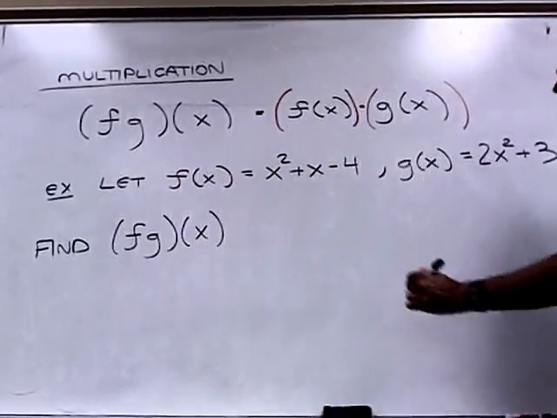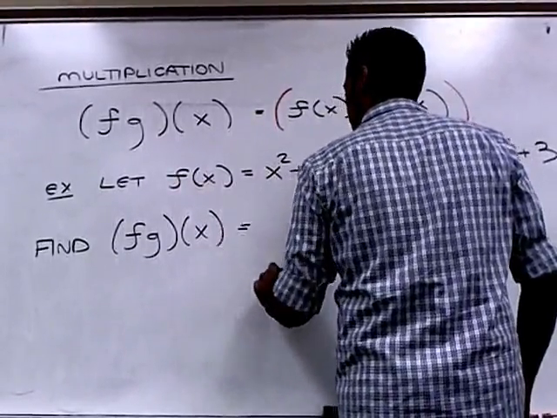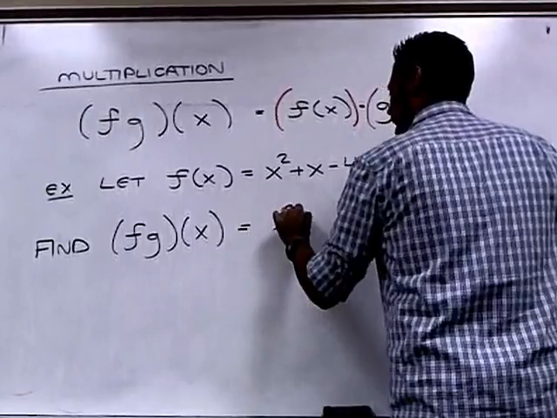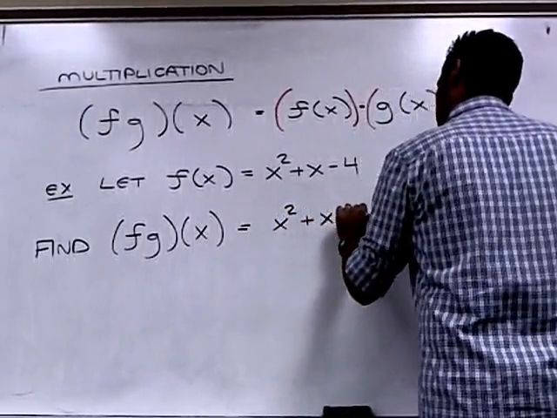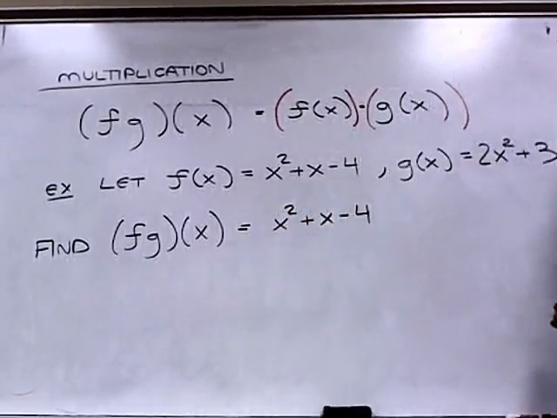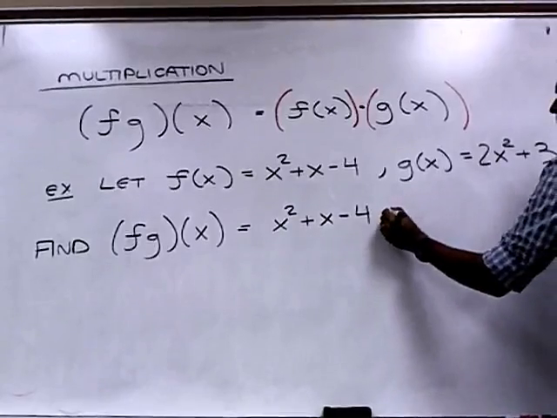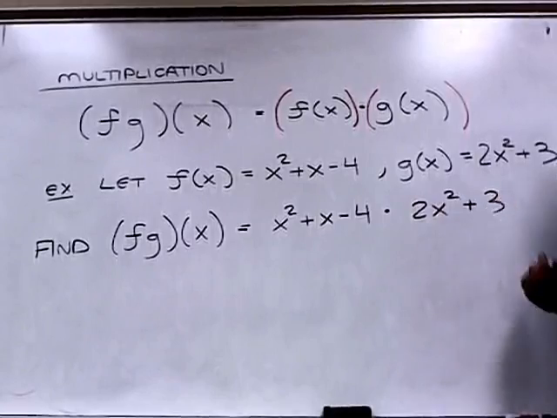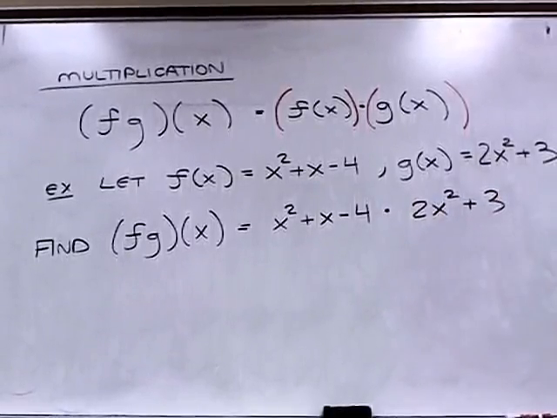So I'm supposed to take my f function. What is my f function? x squared plus x minus 4, right? I need to take that and multiply it times the g function. So times, here's the g function, 2x squared plus 3. Is that okay to write it just like that? No.